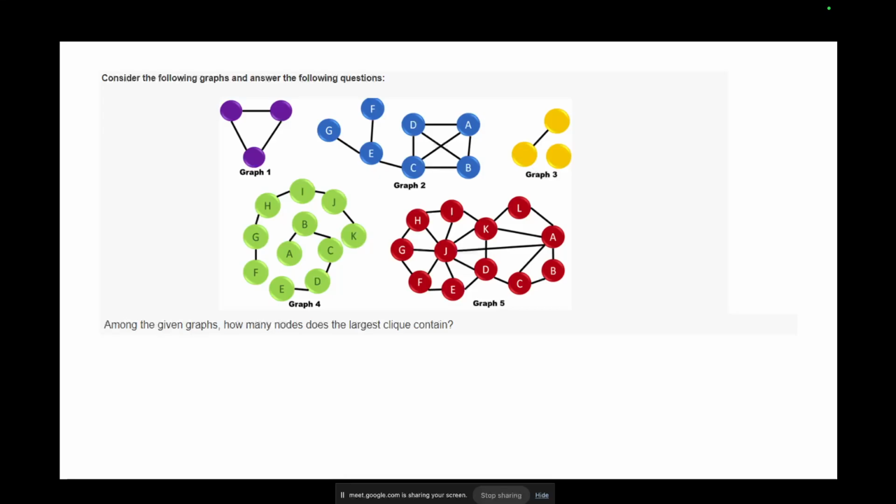And largest clique is largest connected component. Smallest clique is smallest connected component. Just to standardize the terminology.